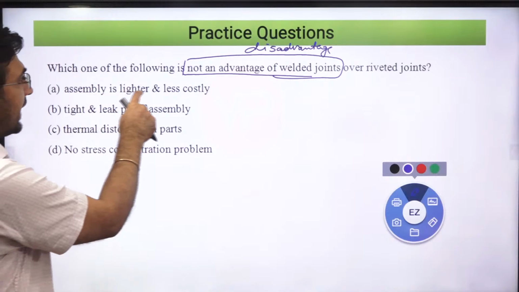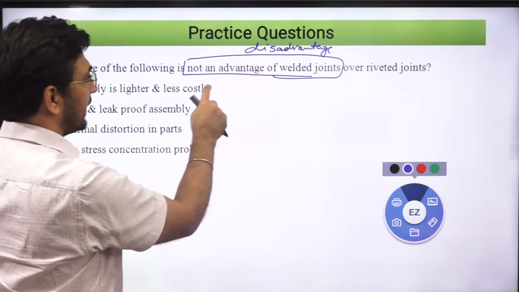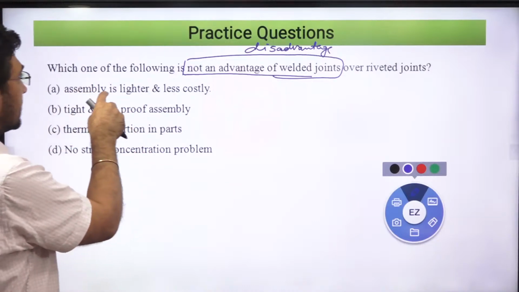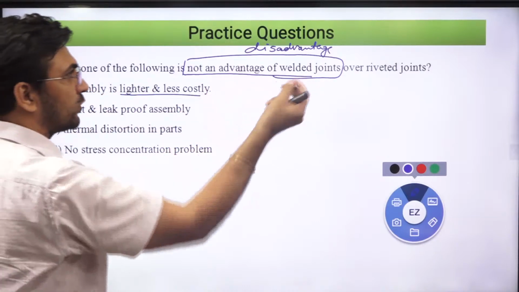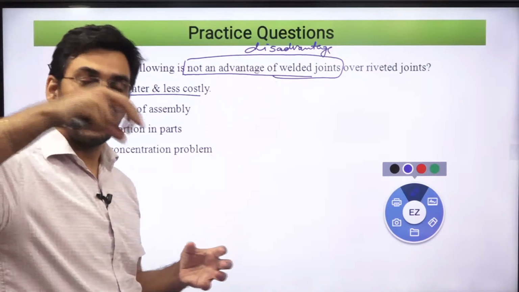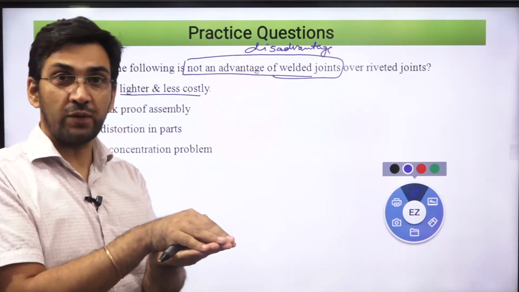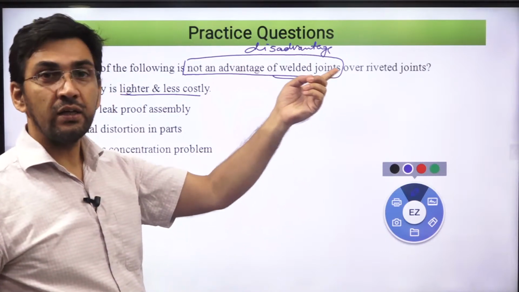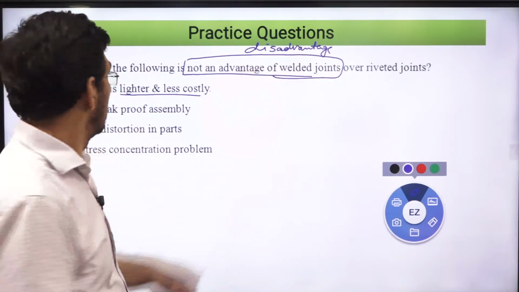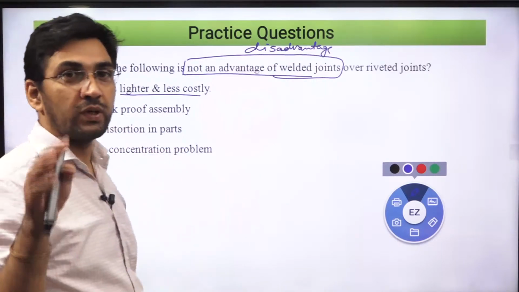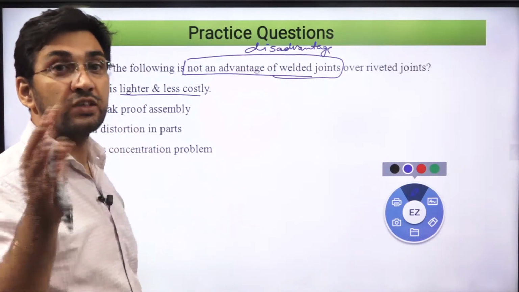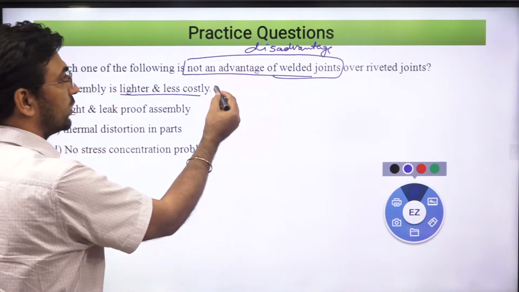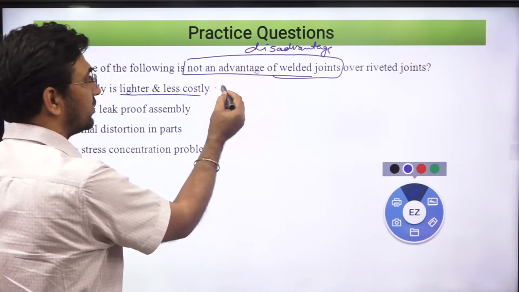Assembly is lighter and less costly. So is it an advantage of welded joints over riveted joints? Of course, assembly is lighter because in a riveted joint you are going to use the rivets, their heads and all that. In some cases you are going to use straps. So riveted joints are heavier and costly because you are using a double strap butt joint, single strap butt joint, right? What are those? Additional straps you are using. So it means this is the advantage.